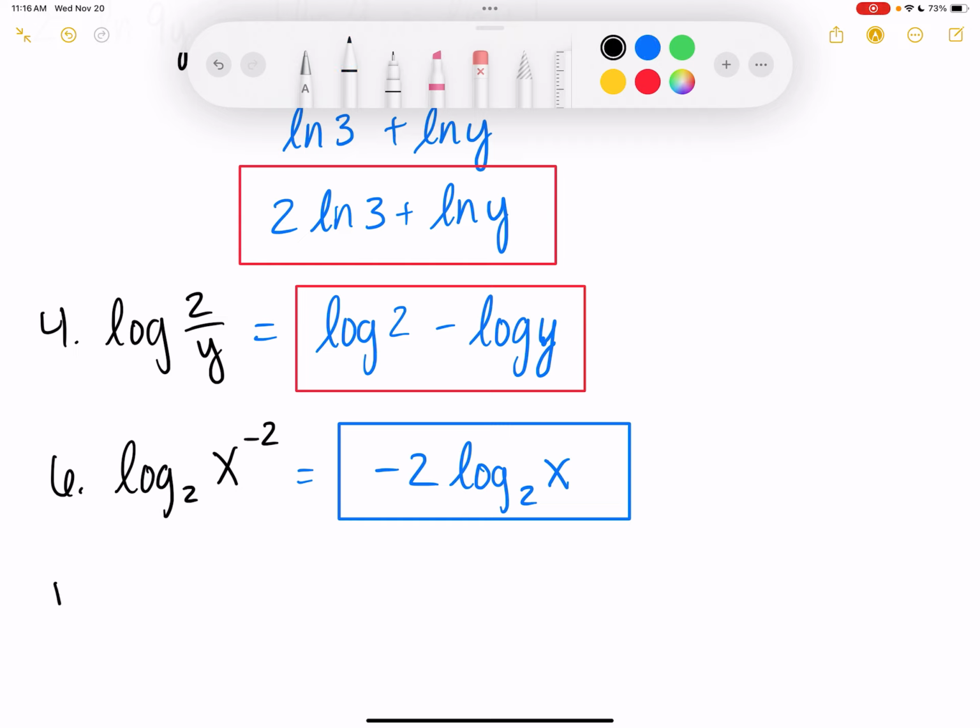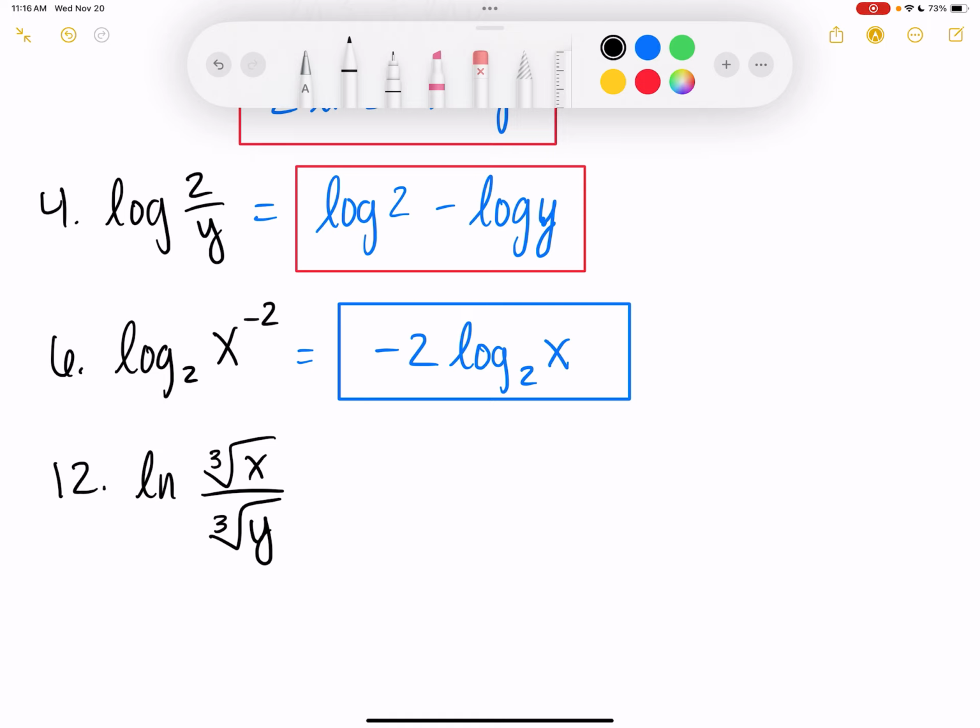12. Ln of the cube root of x over the cube root of y. So this one's a little different because I've got cube roots in there and I've also got a quotient. So first of all, what I would do is rewrite the cube root of x in a different form.